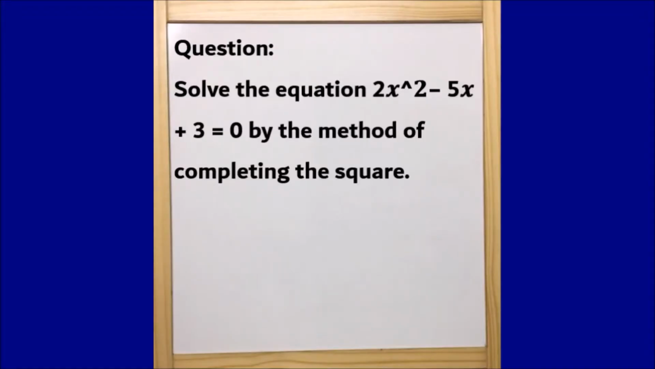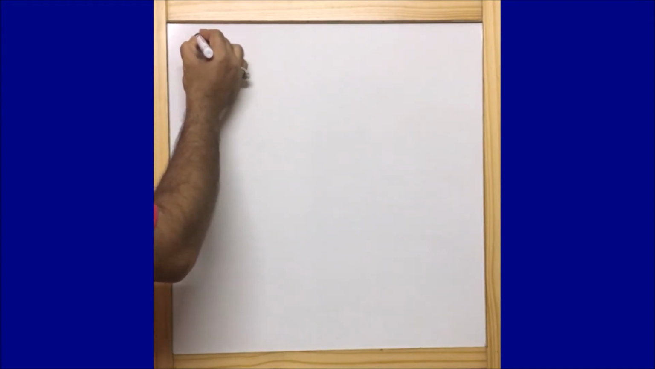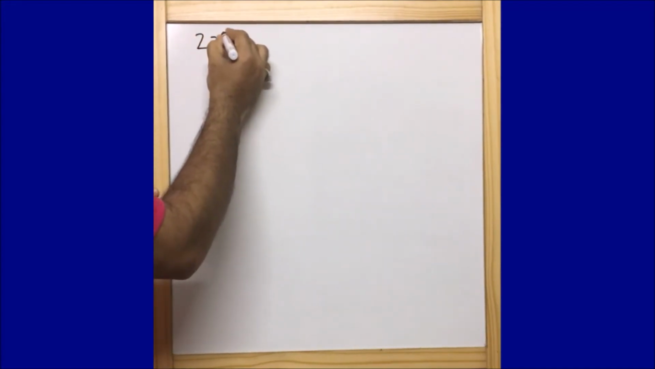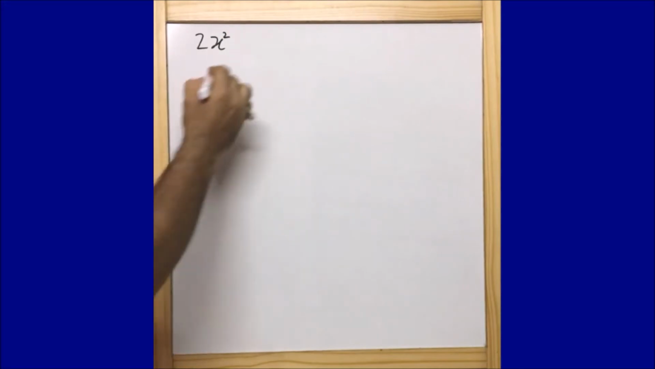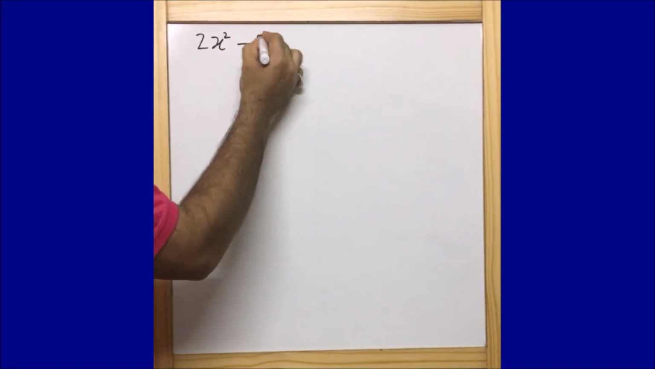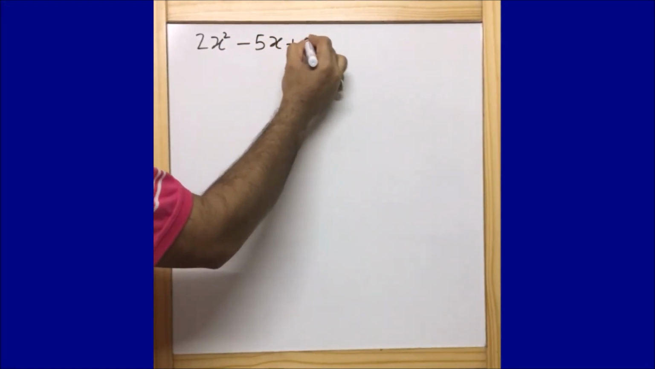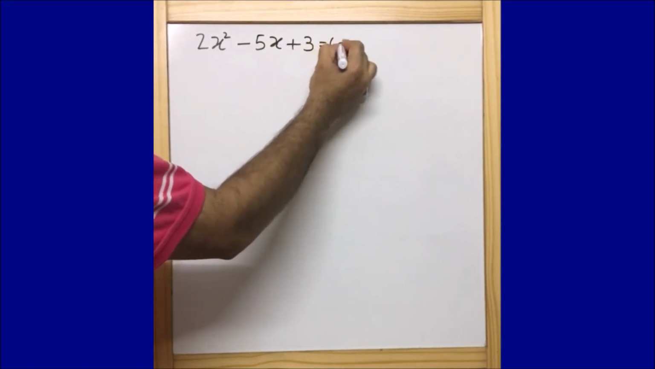The given question is: solve the equation 2x^2 - 5x + 3 = 0 by the method of completing the square. So we are going to use a new method called the method of completing the square while solving this quadratic equation. Now let me note down this question. It is given as 2x^2 - 5x + 3 = 0.